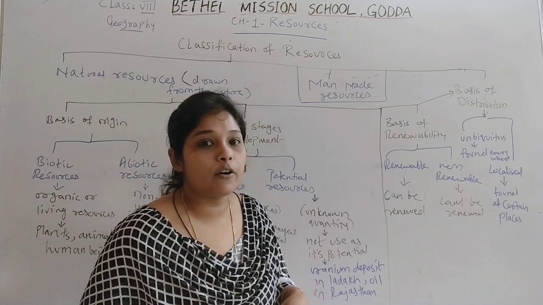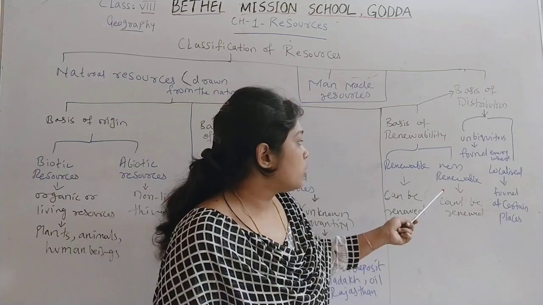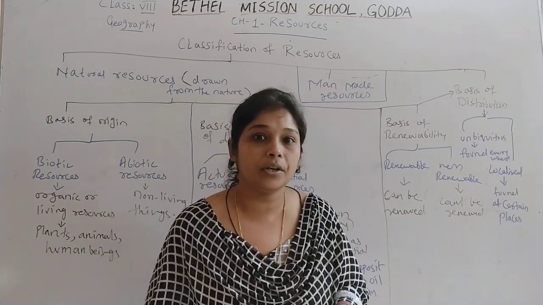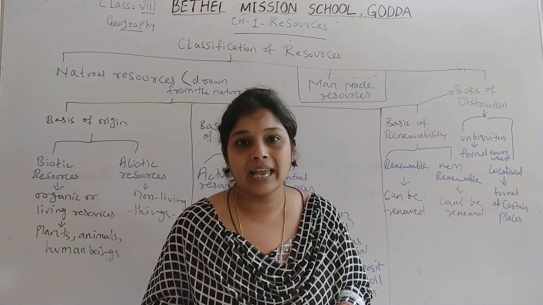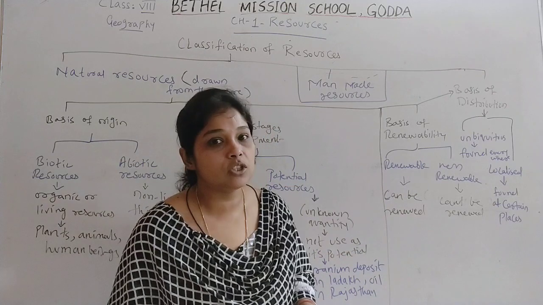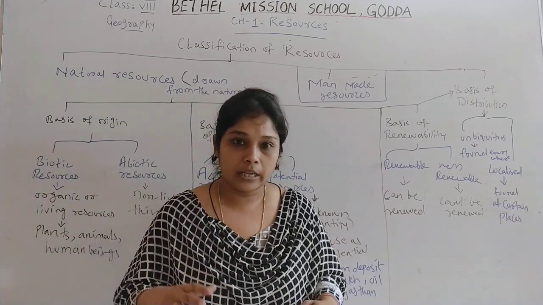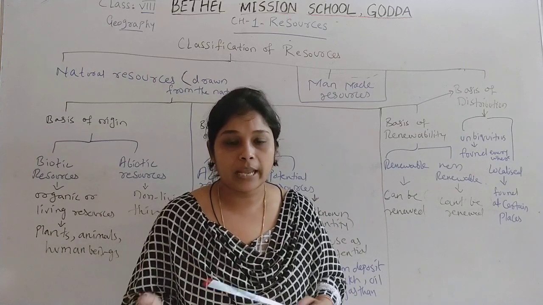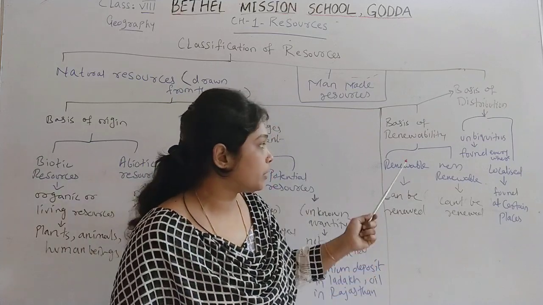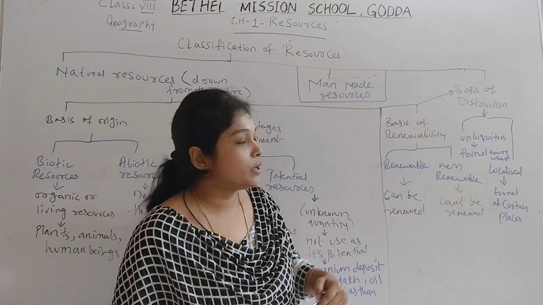Let's take the example of mineral oils, petroleum and gas. All these are non-renewable resources. Once they are used, they get finished. We cannot recreate them or have them again. That is non-renewable resources. Renewable resources are those which can be renewed, meaning once we use them, they can be renewed, like plants which can be grown again and again. So that is renewable or non-renewable resources on the basis of renewability.